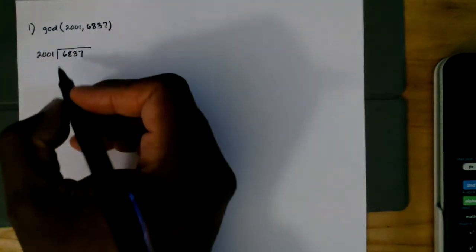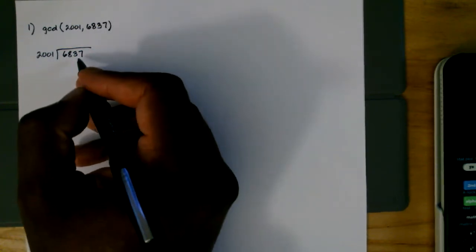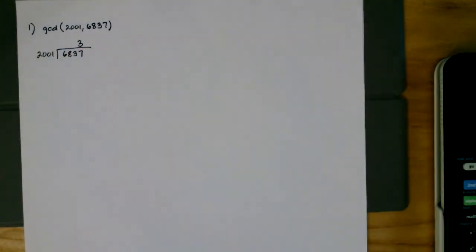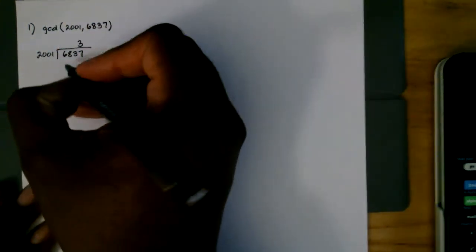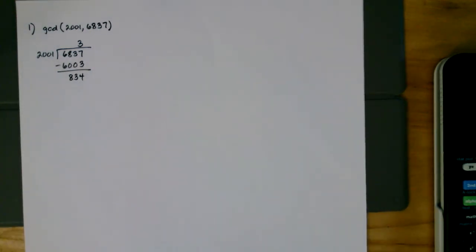Now we're going to do long division, by the way. So we're going to divide 2001 into 6,837. By looking at this, this will go 3 times. And then we multiply the 3 times 2001, which will be 6,003. And then we subtract 6,003 from 6,837. You'll get a remainder of 834. And of course, we continue this process until we get a 0 remainder.